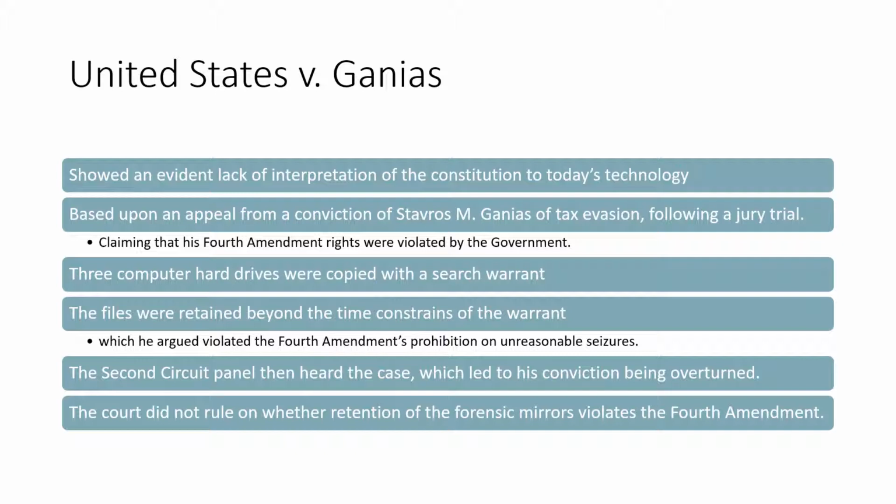The government, when they looked into his tax evasion, copied 3 computer hard drives with a search warrant, but they retained the files beyond the time constraints of the warrant. This is where he argued that his Fourth Amendment rights were violated based on the prohibition of unreasonable seizures. The Second Circuit panel then heard the case, which led to his conviction being overturned.